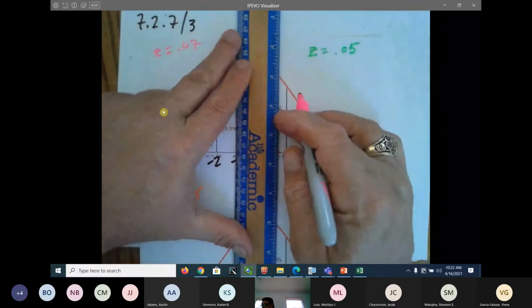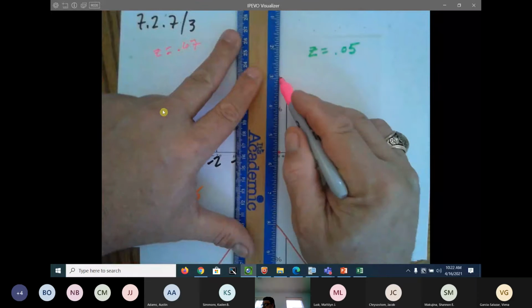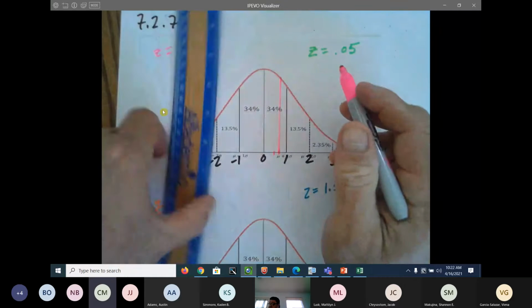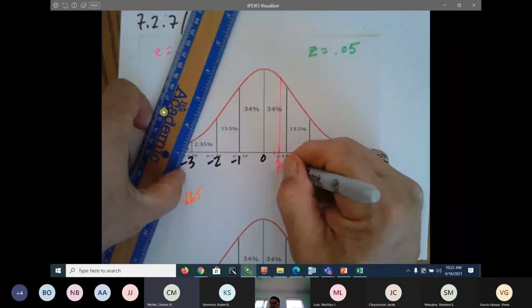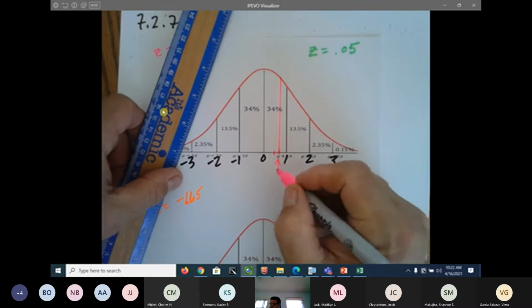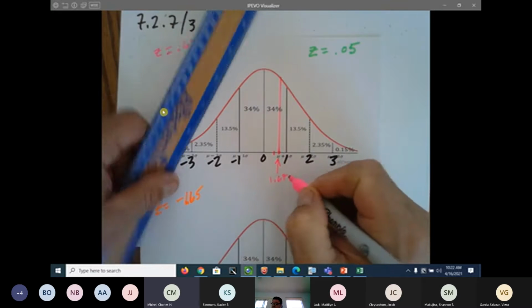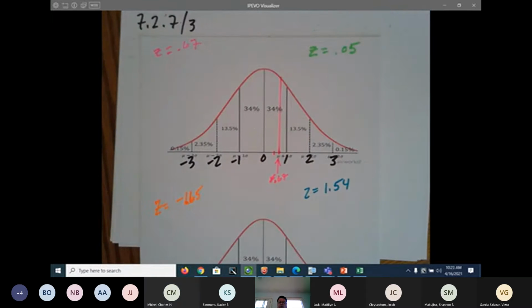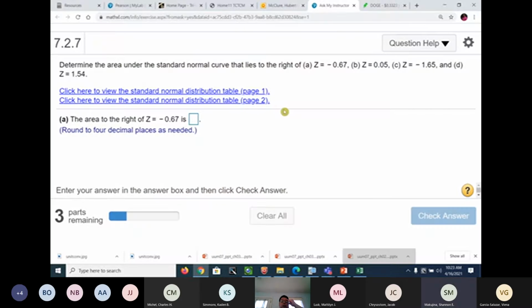And the directions say the area to the what of these numbers? Anybody read the directions? The area to the right. I think it said to the left, didn't it? Or did it say to the right? For part A, it said to the right. All right, let me look, because the ones I did yesterday were to the left. Let me check. You are correct. Thank you for telling me. To the right. Okay, so here is the area that we're going to find to the right.